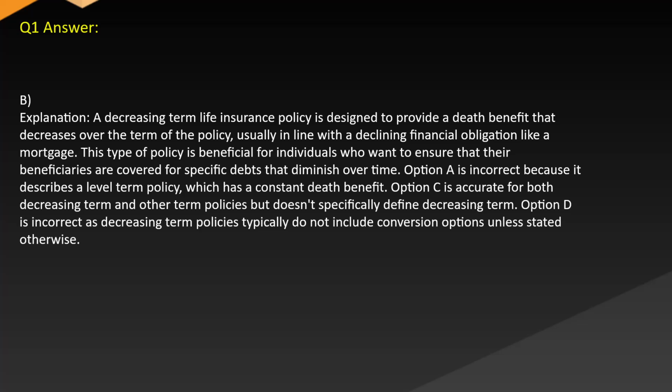that diminish over time. Option A is incorrect because it describes a level term policy which has a constant death benefit. Option C is accurate for both decreasing term and other term policies, but doesn't specifically define decreasing term. Option D is incorrect, as decreasing term policies typically do not include conversion options unless stated otherwise.